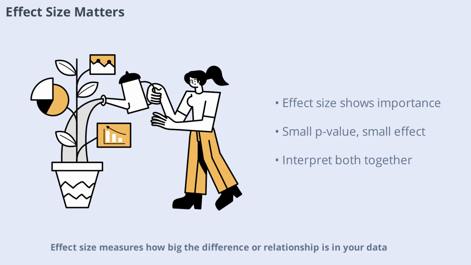Effect size measures how big the difference or relationship is in your data. While p-values tell you about statistical significance, effect sizes tell you about practical importance. Always consider both when interpreting results, as a small p-value with a tiny effect size may not be meaningful in practice.